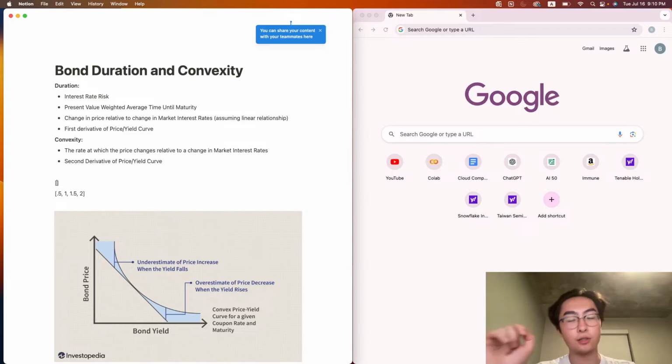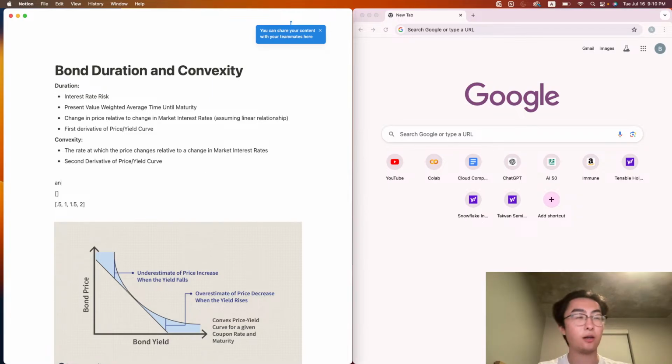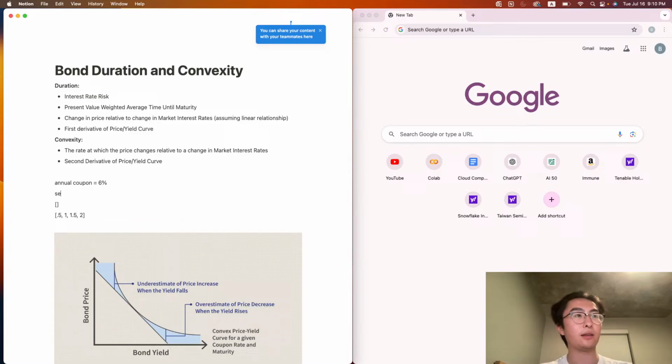a coupon is the semi-annual coupon. So let's say our annual coupon is equal to 5%. Let's make it 6% to make it even. And our semi-annual coupon is equal to 3%.